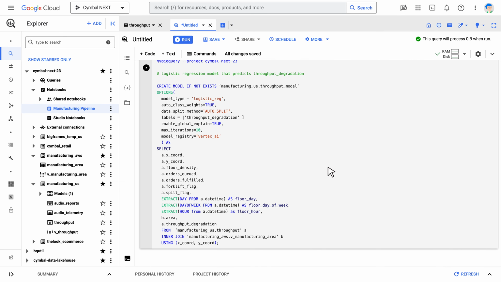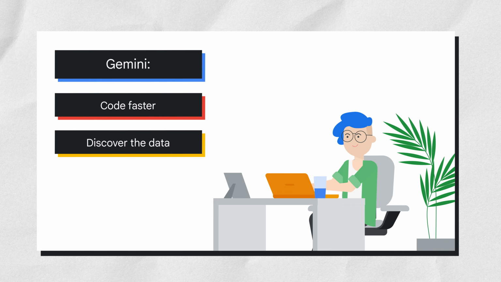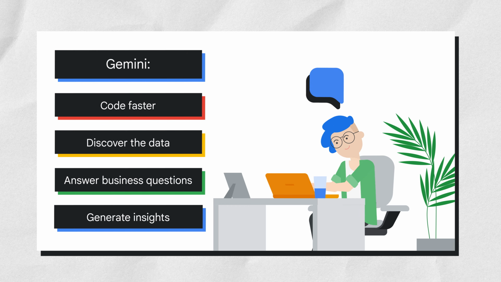That saved our Data Pro a lot of time. It also interconnected the data across multiple clouds by using a simple SQL join in real time without the need for complex operations or processes here. Gemini helps our Data Pro code faster, discover the data, answer business questions, and generate insights.